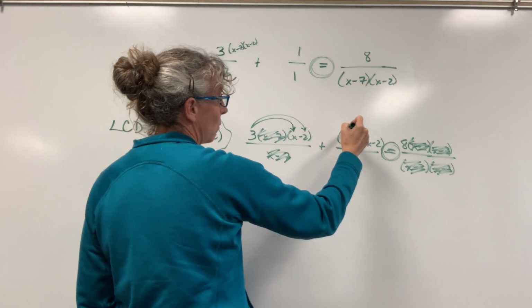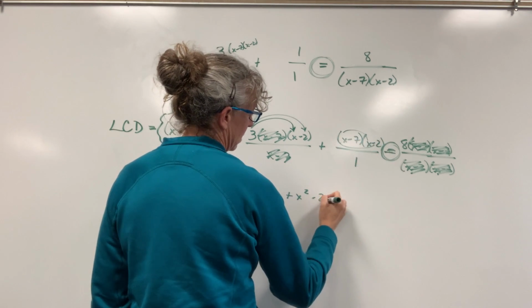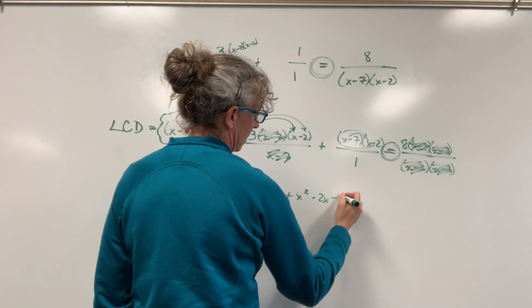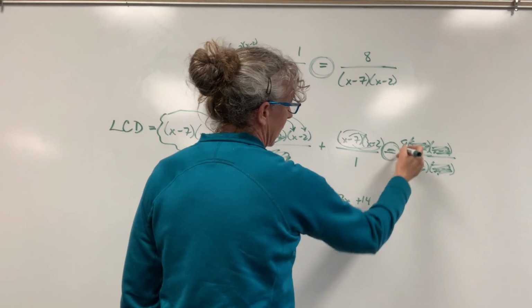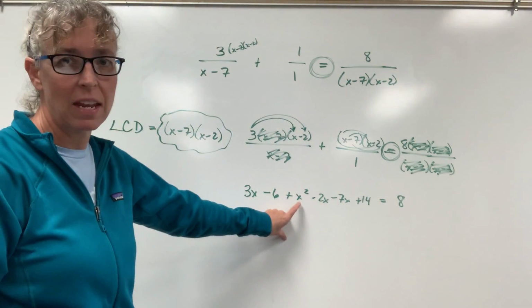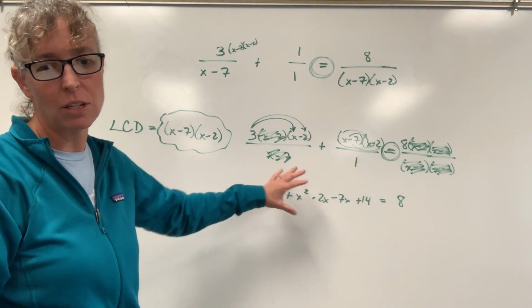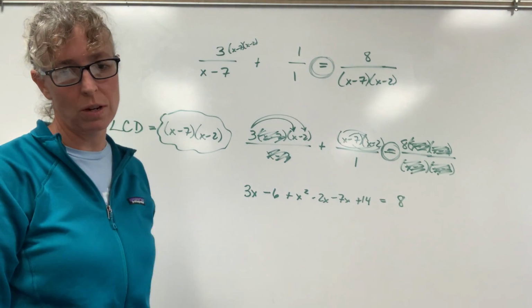We can go ahead and FOIL this. Firsts, outsides, insides, lasts, and here we have an 8. Okay? Notice I've got that x squared. That means I'm probably going to need to put everything on one side so I can factor, right? That's usually what we do when we have an x squared situation.